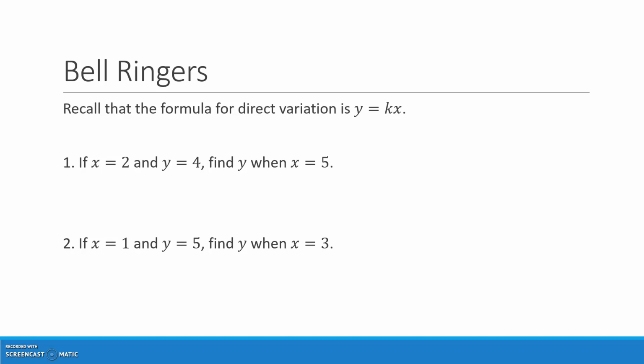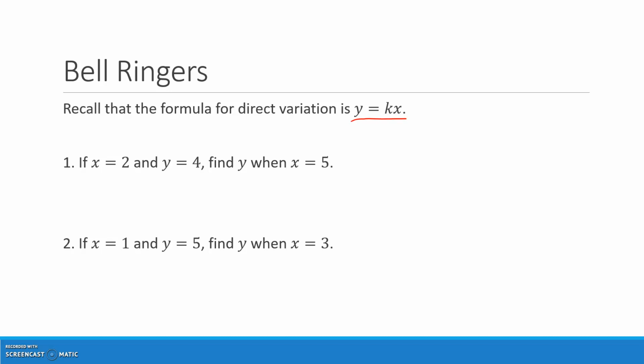All right. So what we should do is say that we're using the formula y equals kx. This is the direct variation formula we used back in Unit 2. And then we're going to say, okay, if x equals 2 and y equals 4, what is the value of y when x equals 5?